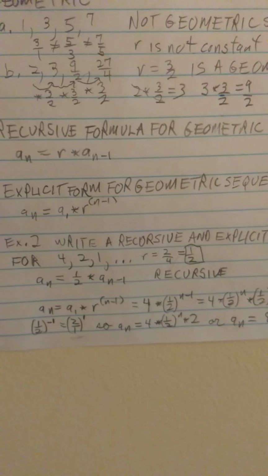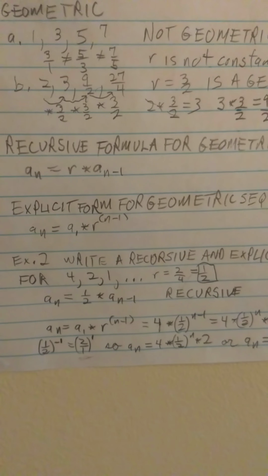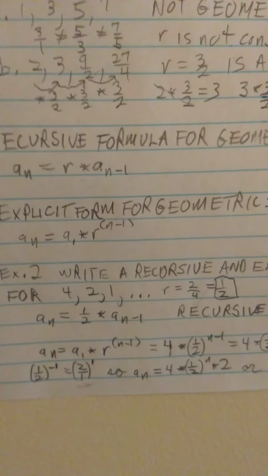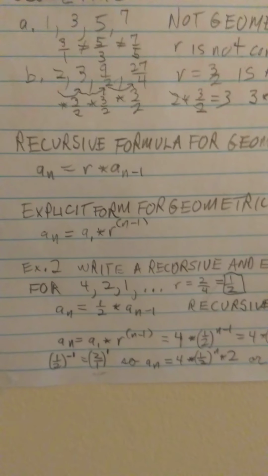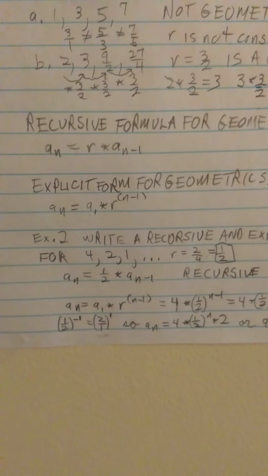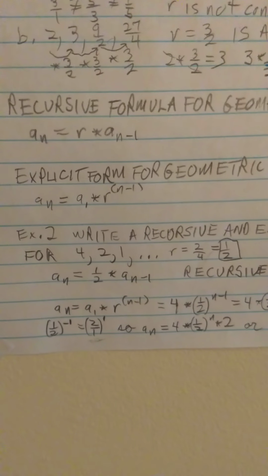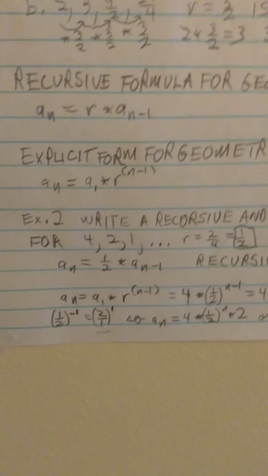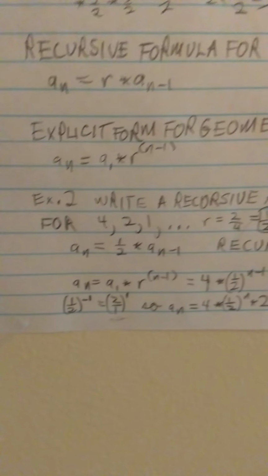Now the recursive formula for geometric sequences is a sub n is equal to r, our constant multiplier, times the last term, which is very similar to our arithmetic sequence. It was a sub n minus 1 plus d. So here, instead of adding the constant, we're multiplying by the constant.